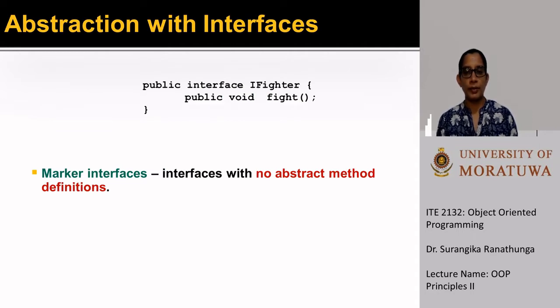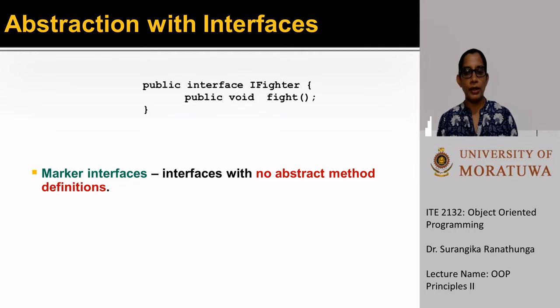So here's an example from our previous lecture where we had to get functionality for the warriors and monsters who can fight. So what we did was we added a new interface called iFighter, which had an abstract method called fight. So in Java, there is this concept of marker interfaces. Marker interfaces means interfaces that don't have any abstract methods added. So they are like empty interfaces.